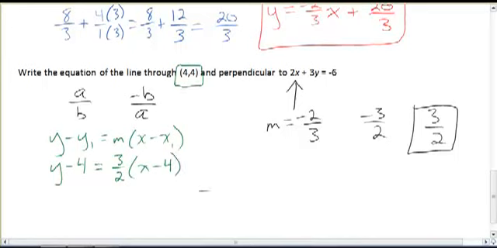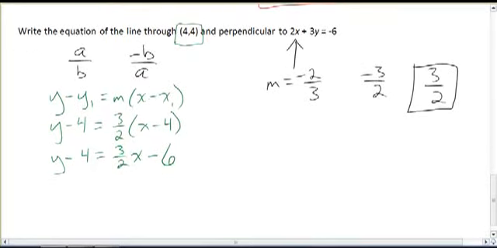Distribute the 3/2. y minus 4 equals 3/2 x minus, what's 3/2 times 4? It is 6. 4 times 3 is 12. 12 divided by 2 is 6. Hopefully you follow me there. Hey, look, my y disappeared. What a shocker that this thing would disappear. I have no idea. I really wish I could explain it, but I just can't.